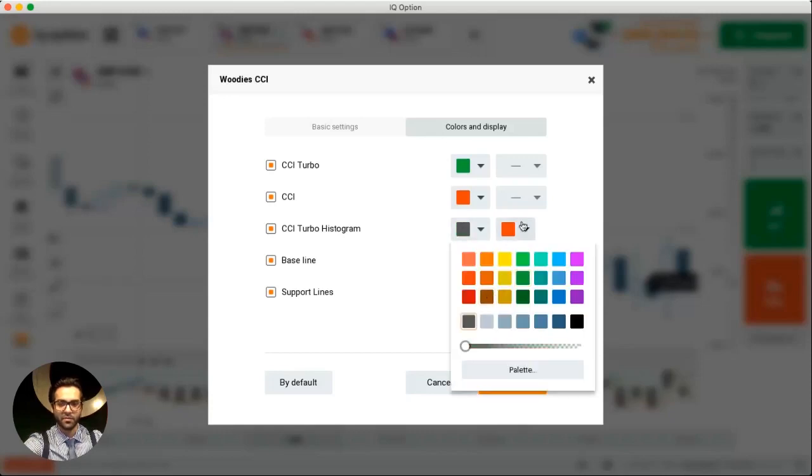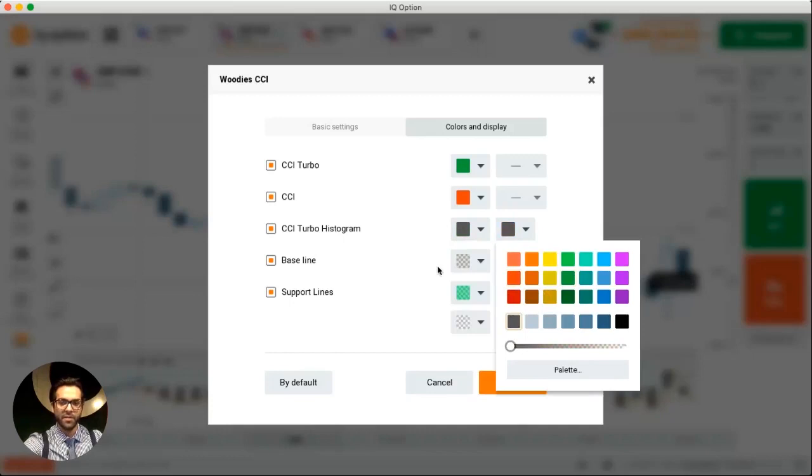So this is what I do, right? It makes no difference to us if the histogram is green or red. We wanted a neutral color because the strategies we're going to use are going to depend on the size of the histogram and the direction, not necessarily the color. And I'll show you what that means now.